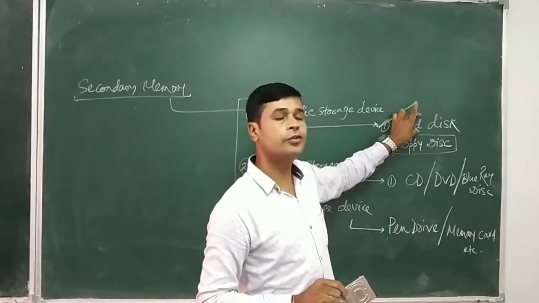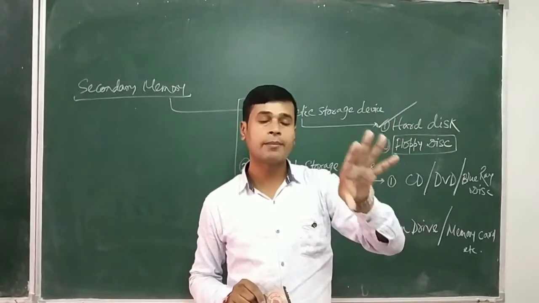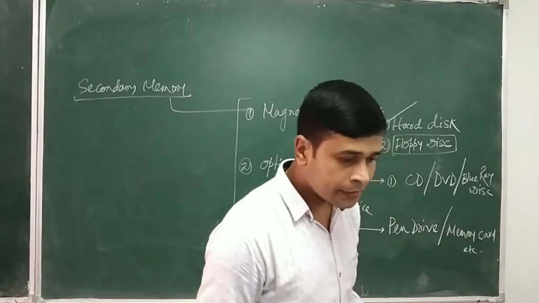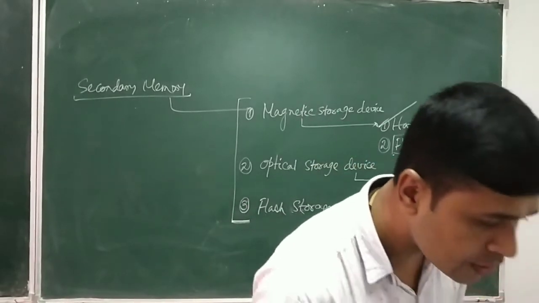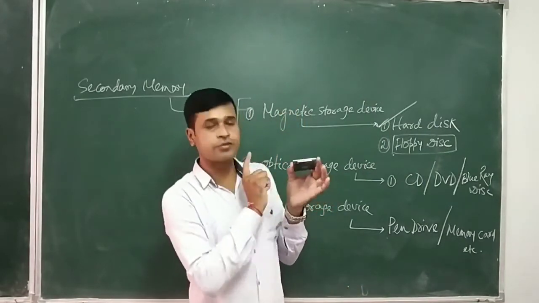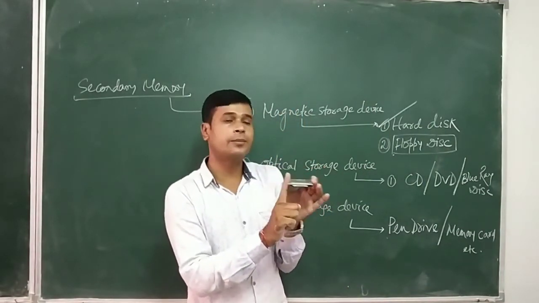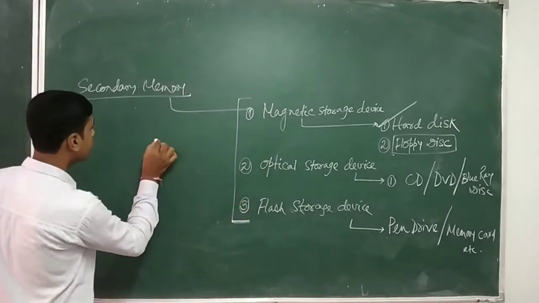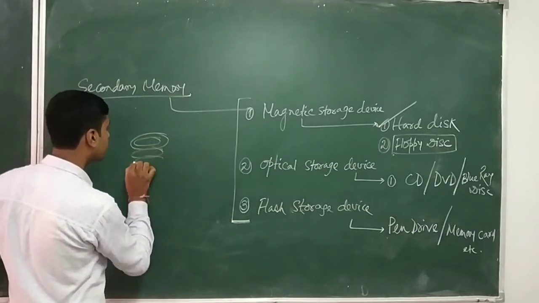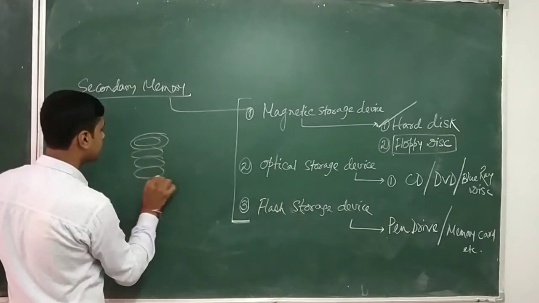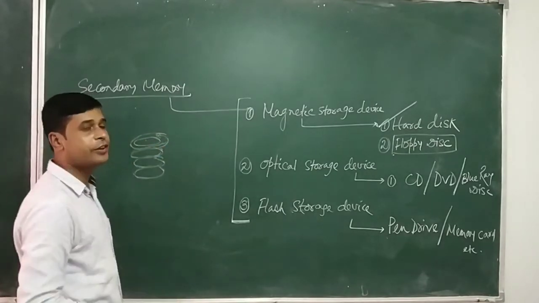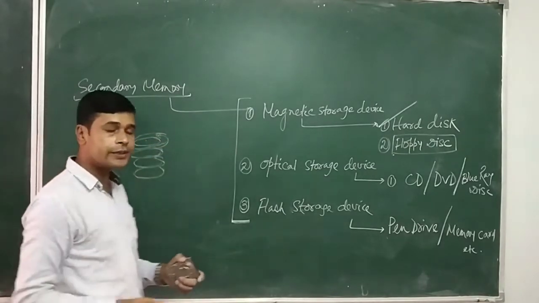We can store large amount of data or information in this device. The hard disk memory stores information on one or more circular disks or plates. Inside the hard disk you will find circular plates. With the help of this plate or disk, this is called the plate or disk.